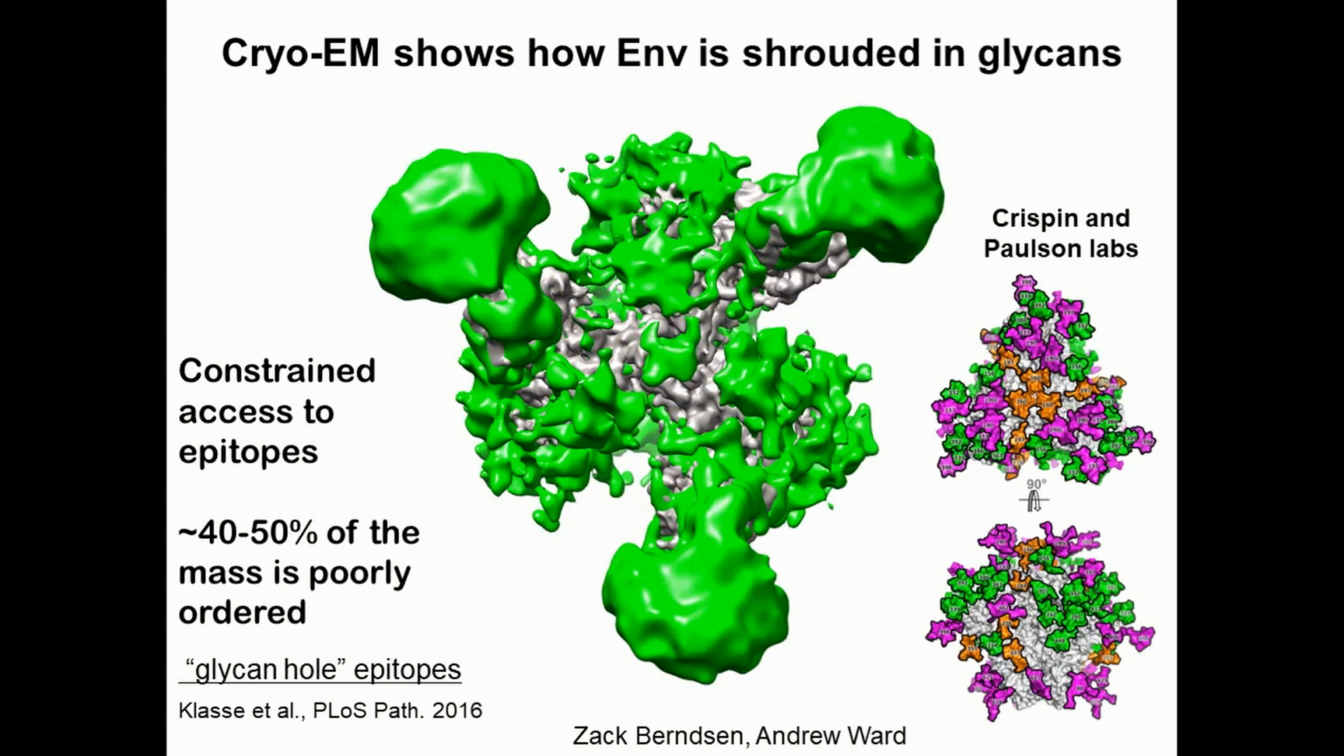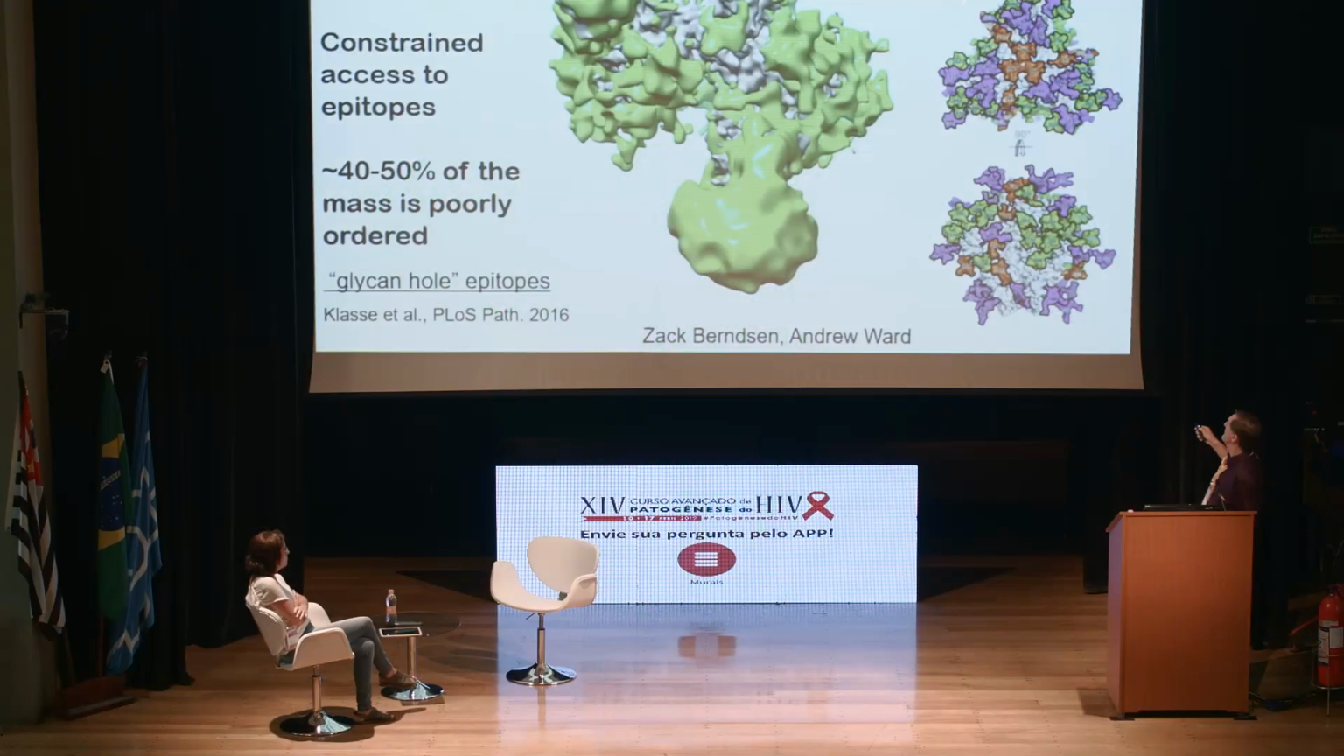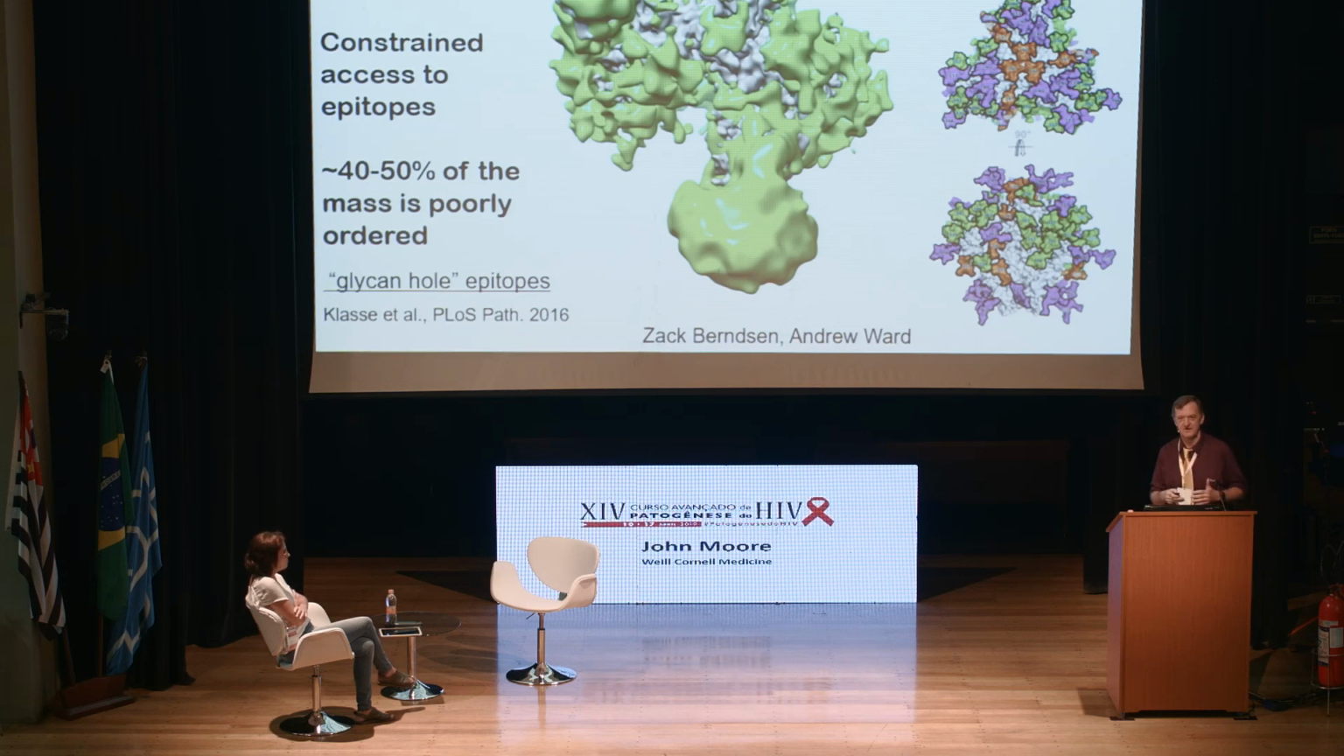And now the Max Crispin's lab and Jim Paulson's lab have really taken these SOSIP trimers and measured every glycan in great detail. How occupied are all of these sites? Are they high mannose? Are they oligomannose? What do they look like? Because the glycans contribute to antibody recognition.